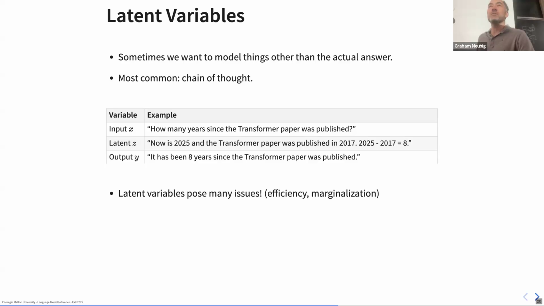But that's an efficiency problem, right? You would like your answers as quickly as possible. And so if the model needs to think for 10 minutes before you can get that, then maybe that's an issue. So that's the first thing.